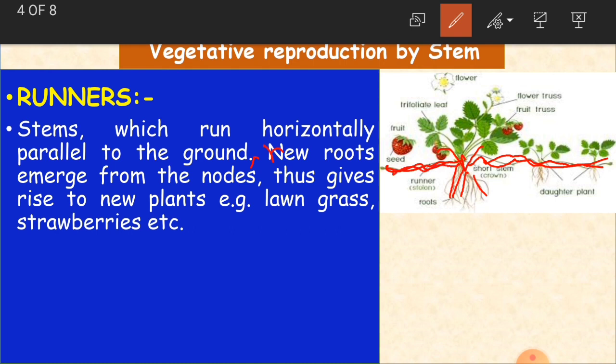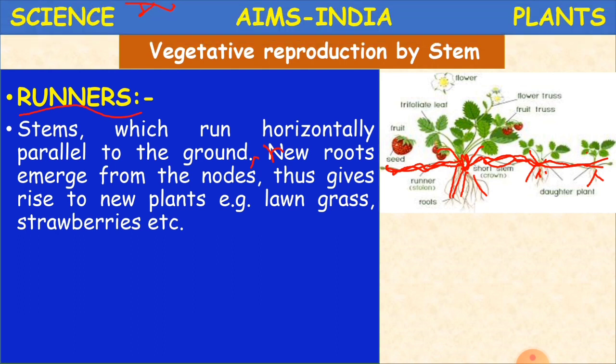See, here the stem is running, here we have a plant, again it is running on the ground. Again roots have developed, again a new plant, and it continues by giving birth to another plant. Like lawn grass and strawberries, etc. belong to such type of vegetative reproduction by stem. We call them runners. Clear, children? So this is how reproduction, in the sense of giving birth to another plant, goes on through the stem in runners.